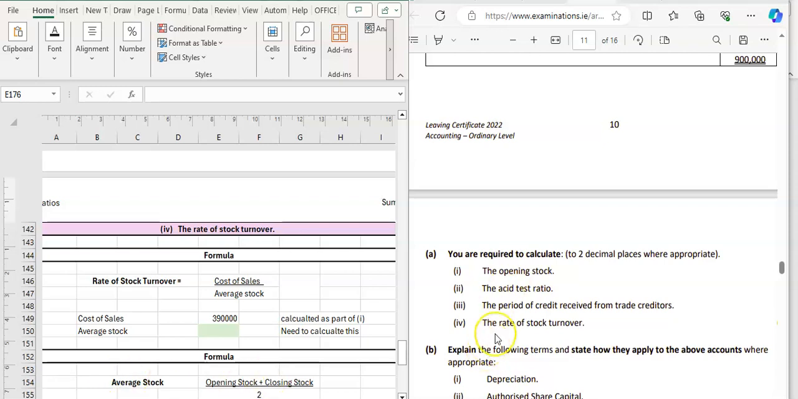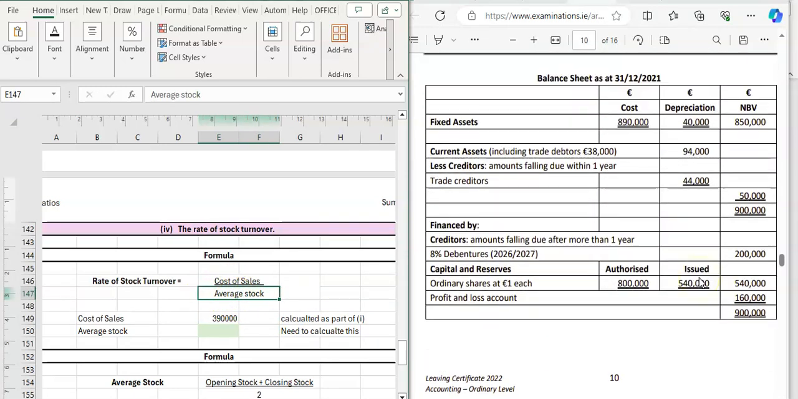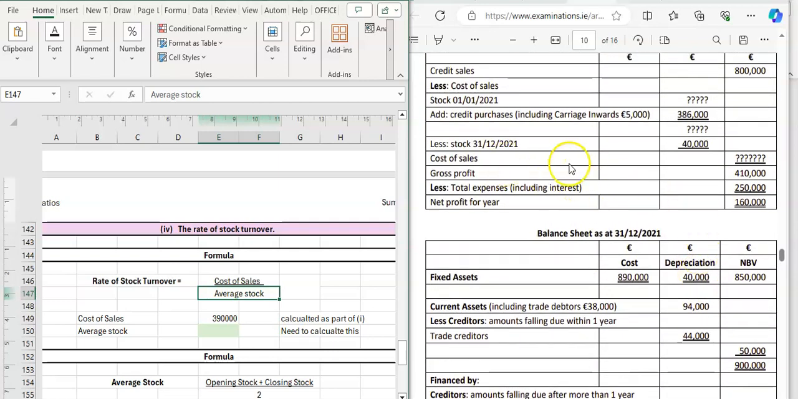Okay, so let's have a look at the fourth and final ratio that you need to calculate for summer 2022. And this is the rate of stock turnover. So the formula that you need to know for the rate of stock turnover is your cost of sales divided up by your average stock. So in this question, we need to calculate the cost of sales as part of one.